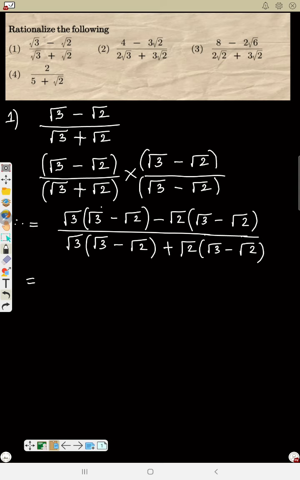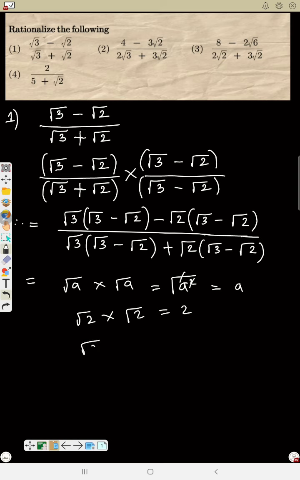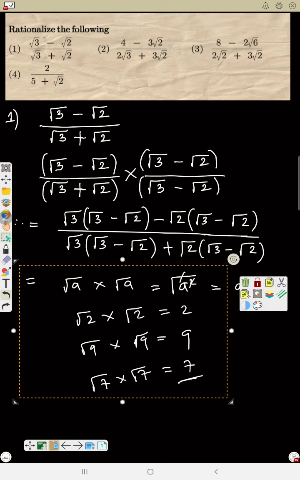So now start expanding. Square root of 3 times square root of 3, that will be square root of 9. And what is square root of 9? That is 3. So anytime you have the same roots, for example root a times root a, because they have the same roots, that will be square root of a squared. So the roots will cancel out, that will be a. So if I say root 2 times root 2, just say 2. If I say root 9 times root 9, just say 9. If I say root 7 times root 7, just say 7.